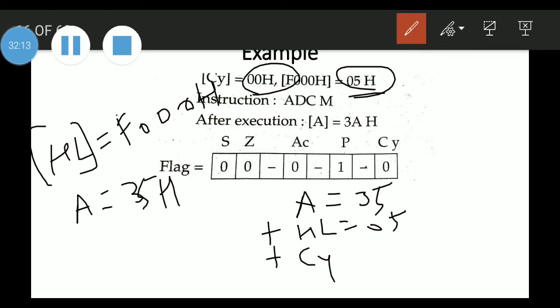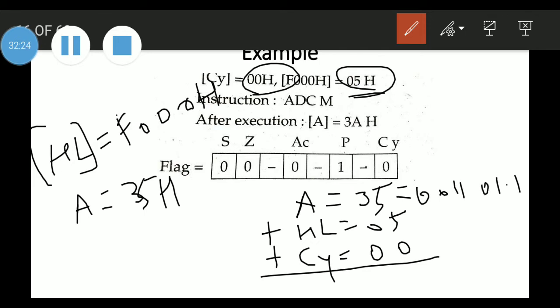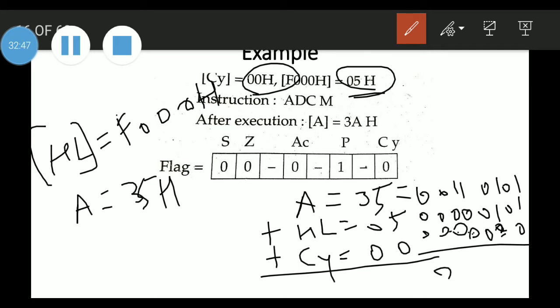There is 00. Now when you add all this, convert into binary: 0011 0101, 0000 0101, 0000 0000. Now add all this content. Now you will get an answer like 3AH. Do the addition, you will get how I got 3A.